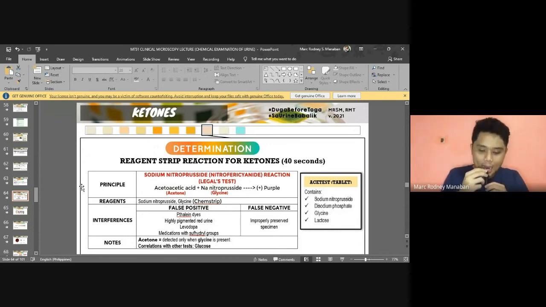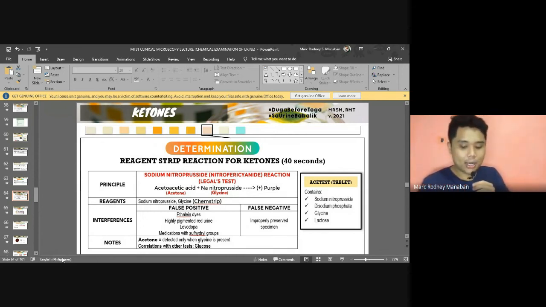Okay. For false negative, you have improperly preserved specimen, of course. Remember that your ketones are highly volatile, especially acetone, no? So if the specimen is left open or unpreserved for a long period of time, the acetone will evaporate. Aside from that, acetoacetic acid will be degraded by bacteria also. So therefore, false negative. Okay. Now notes again, acetone is detected only when glycine is present, and correlations with other tests is of course glucose.